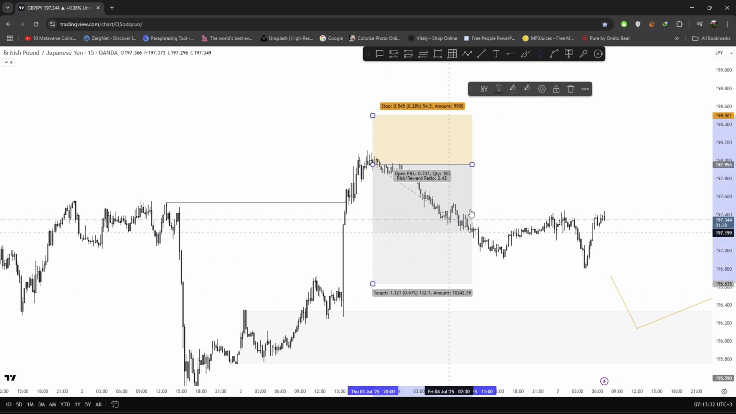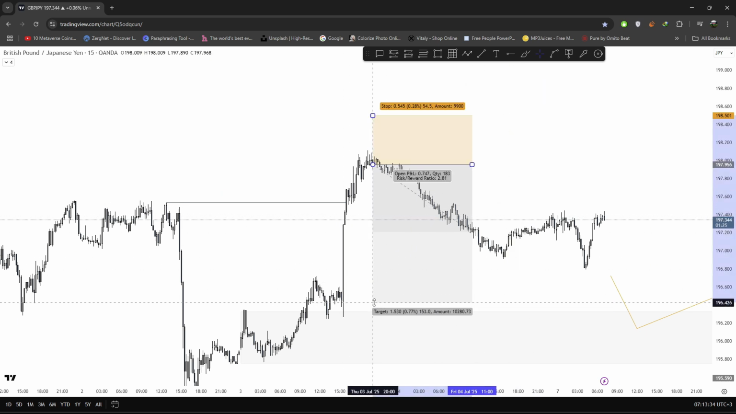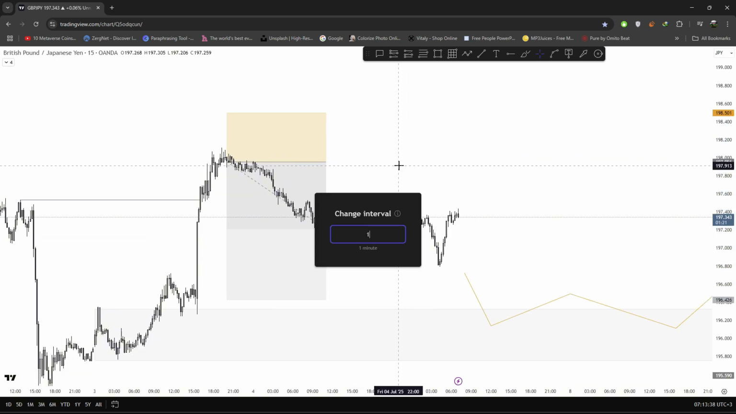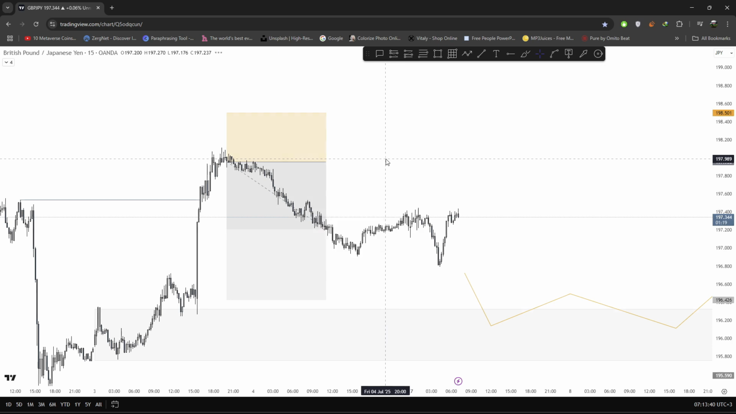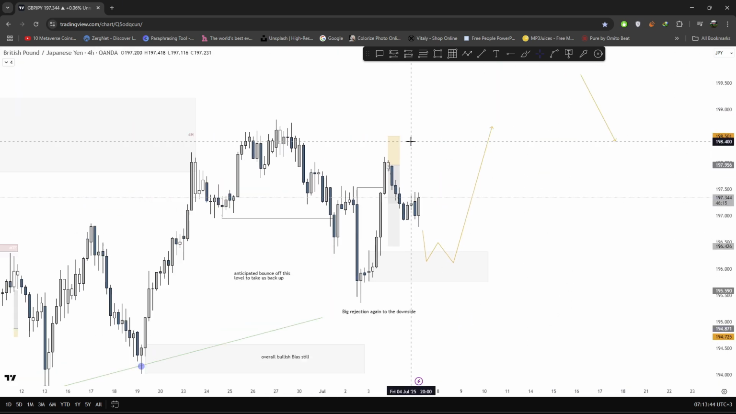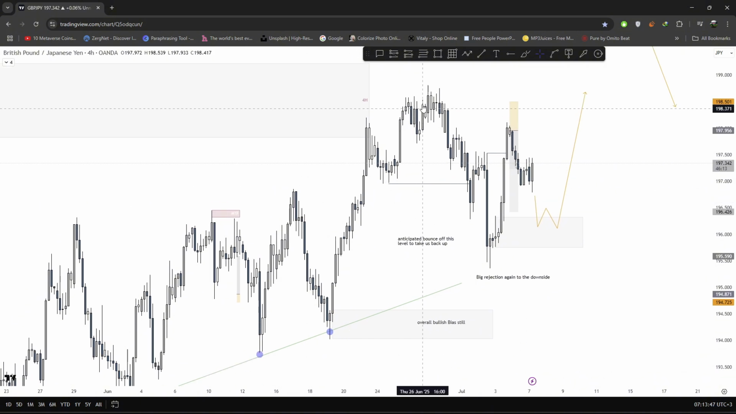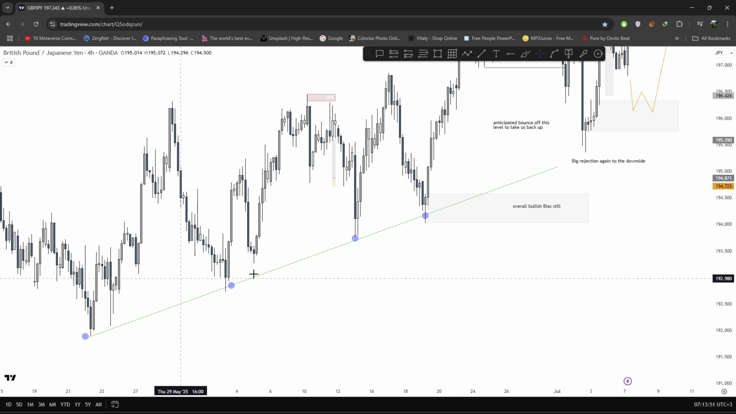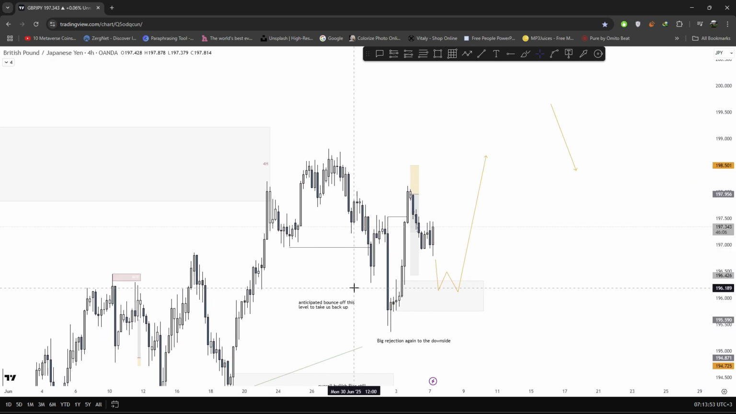This was running throughout the weekend. What we are targeting is 196.426. Let's wait and see whether price will get there. However, on a higher time frame perspective, I am looking for some buys. We can see that our demand zones have been holding up quite well.